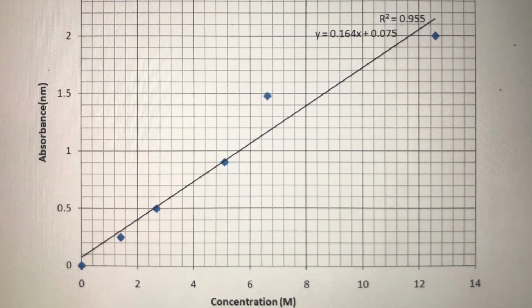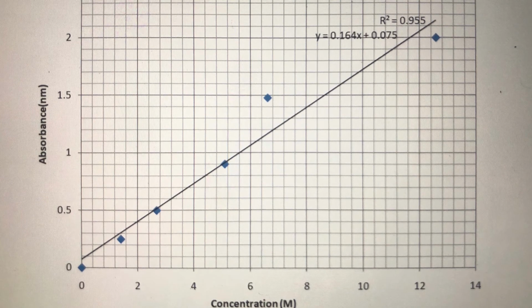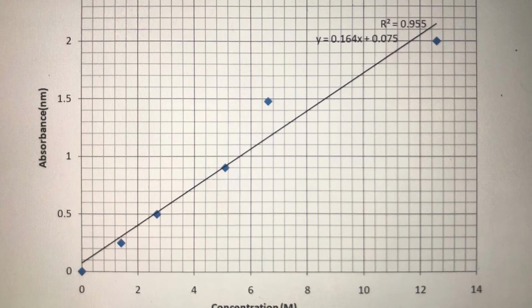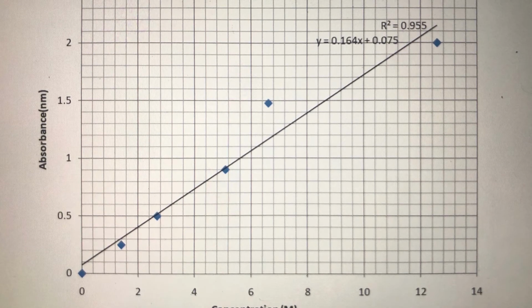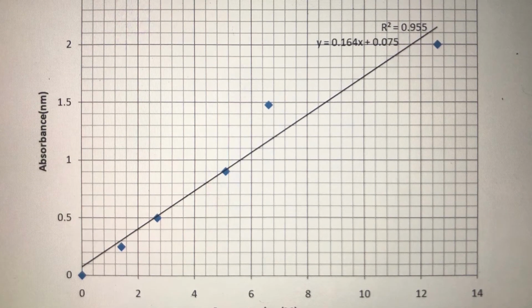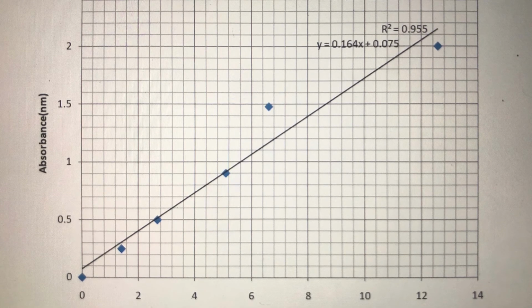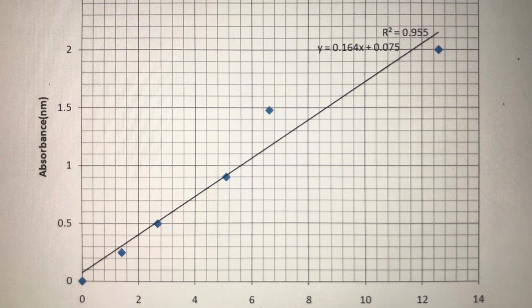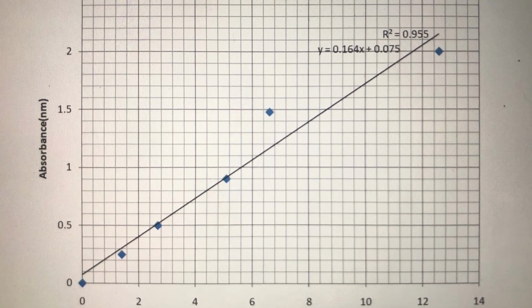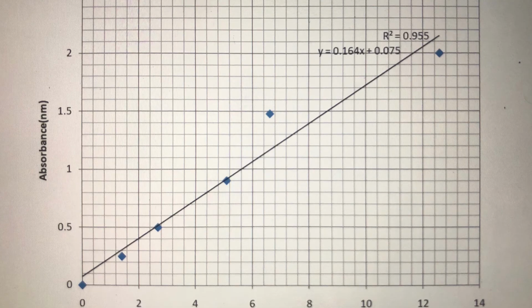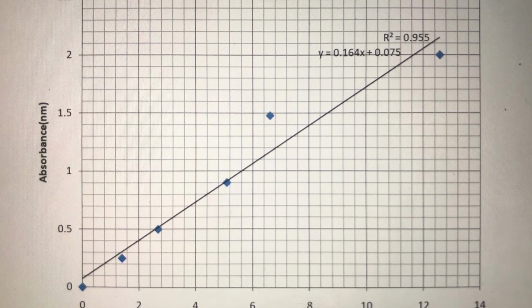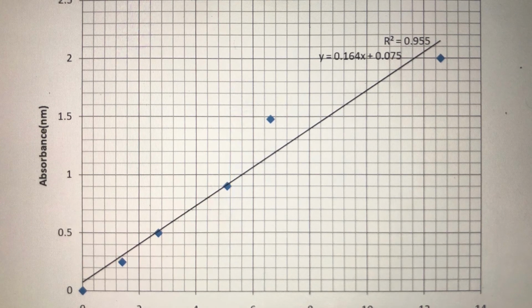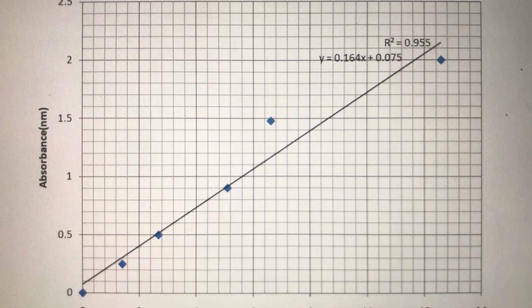Today we're constructing a Beer's law plot, which is found by absorbance over concentration. The absorbance is measured in nanometers and is plotted on the y-axis, and concentration, which is in molarity, will be on the x-axis. We have the absorbance from the table given to us, and we find the concentration by using M1V1 equals M2V2, solving for M2, which is the unknown concentration in molarity.